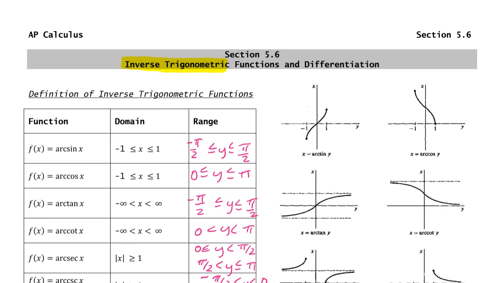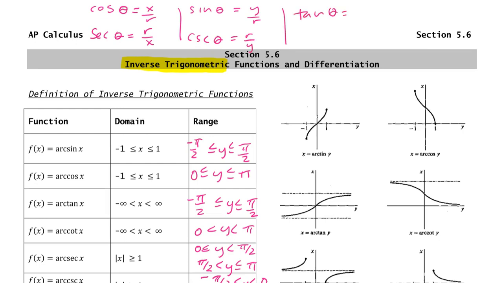So at the top, let's just review what all of this is. Remember cosine of theta? Cosine is your x-coordinate, so it's going to be x over r. The reason it is just your x-coordinate is because r is 1 when you look at the unit circle. So then secant is the flip of that, which is r over x. Okay, the next one will be sine. Remember, sine is your y value. That's y over r. And then associated with sine is cosecant, which is r over y. And then tangent. Remember, tangent is sine over cosine, so y over x. And then cotangent is x over y.